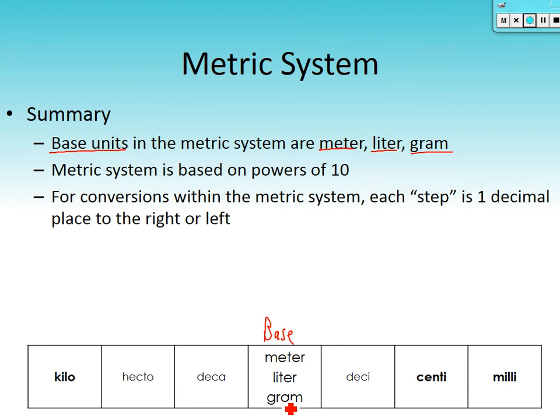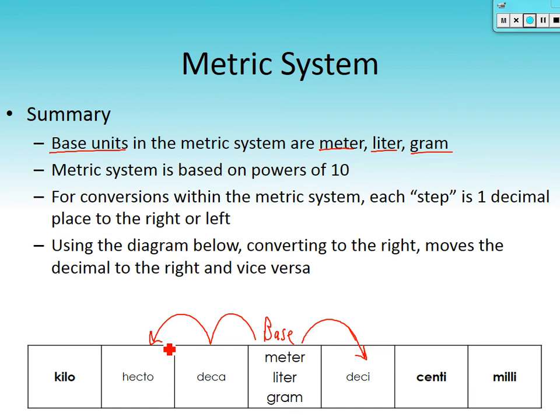For conversions within the metric system, each step is 1 decimal place to the right or left. For example, if you went 1 to the right, that's 1 decimal place to the right. If you went 2 to the left, well, move the decimal 2 spots, 2 places to the left. So, using the diagram below, converting to the right moves the decimal to the right and vice versa. So hopefully that's a pretty good summary of the metric system.